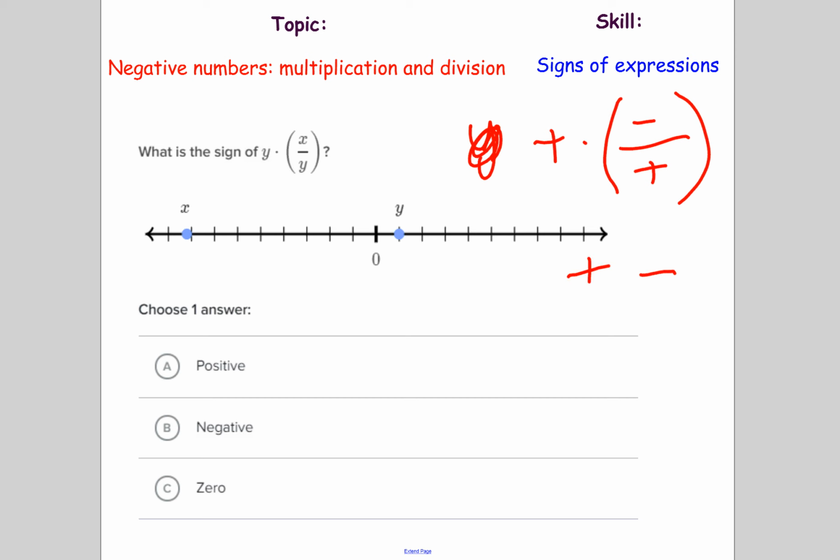Now we have this positive times this whole thing that comes out to a negative. So when a positive times a negative, when a good thing happens to a bad person, that means the result is negative. All right? This takes some practice, but I promise you, you're going to get this.